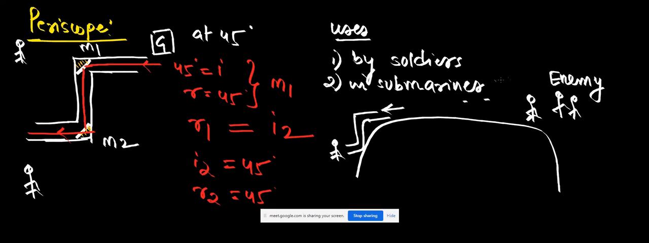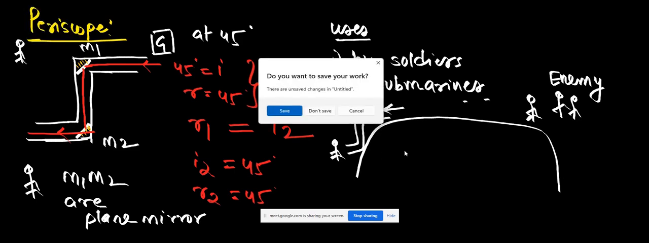Clear with this? This is the use of the periscope. And in the periscope, what kind of mirrors are we using here? M1, M2. These mirrors are plane mirrors. So this is the use of plane mirrors, and this periscope has the other uses, that is in the war field and in submarines.